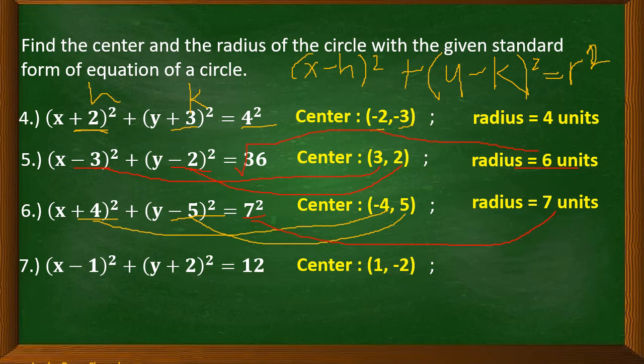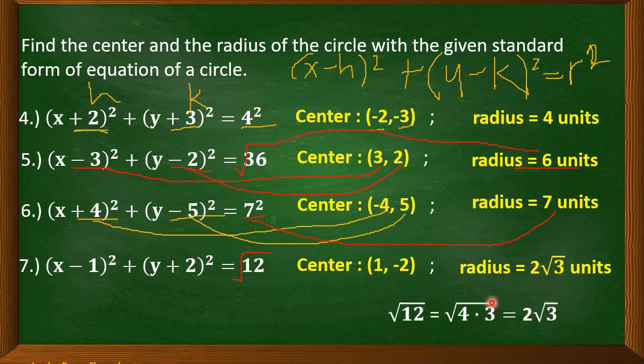Now, we have to determine the radius. So how? We have to get the principal square root of 12. So that is 2 square root of 3 units. This is already the simplified form. How did we get this one? So we have here square root of 12 as our solution.